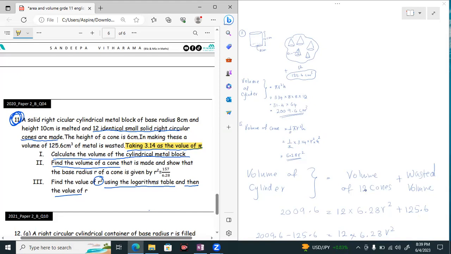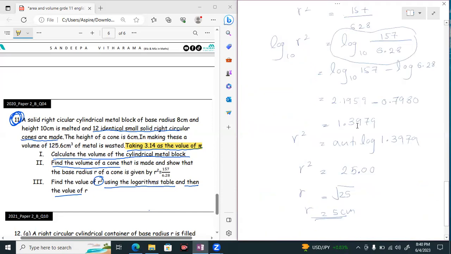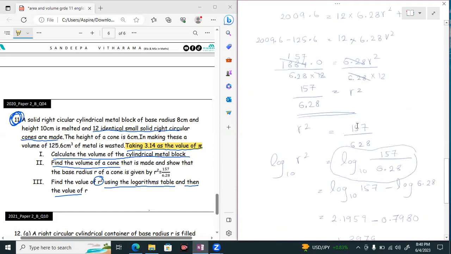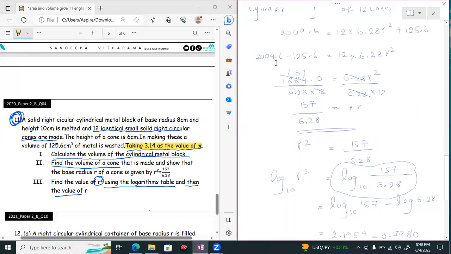But the problem arises when they have substituted 22 upon 7, but they do not obtain the answer 2009.6. Then what happened? When it is 2009.6 subtract 125.6, they do not obtain it as 1884. So they are not able to obtain the answer as 157 over 6.28. Then they get confused and they panic.